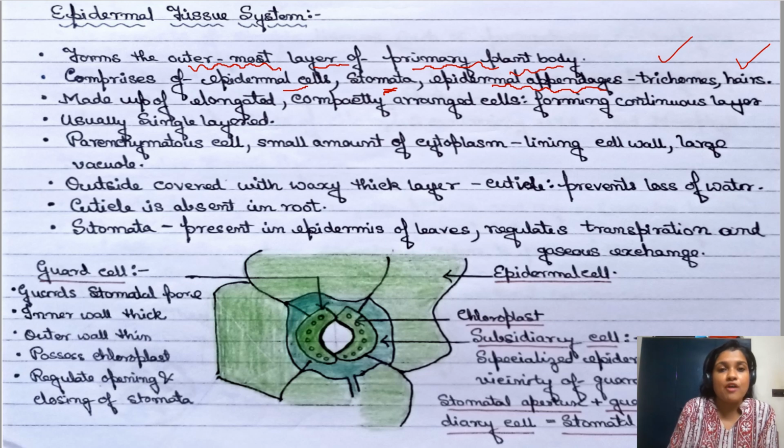So the first thing is that epidermis forms the outermost layer of the primary plant body. It comprises epidermal cells, stomata, and epidermal appendages like trichomes and hairs. What is it made up of? It is made up of elongated, compactly arranged cells forming continuous layers.